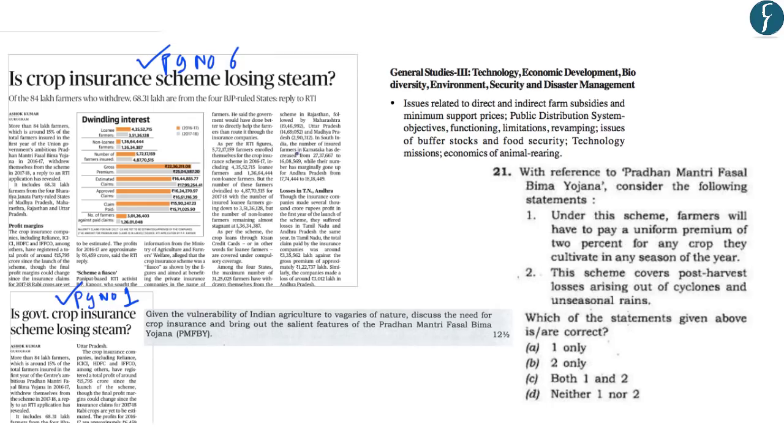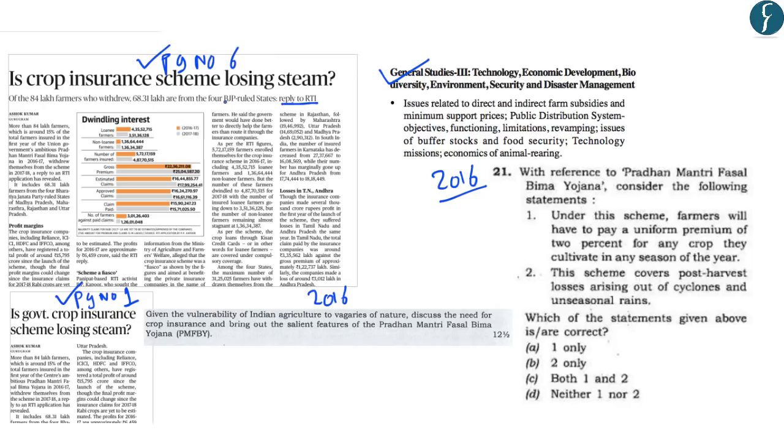And these articles mainly discuss an issue that has been highlighted in the reply to an RTI. So this will form a part of the General Studies paper 3 of the mains examination. Now, if you go through the previous year questions, there was a question asked in the mains examination in the year 2016. And there was a question asked in the preliminary examination of 2016 which was related to Pradhan Mantri Fasal Bima Yojana. However, in this article, we will try to understand what are the key aspects of the Pradhan Mantri Fasal Bima Yojana and what are the problems and challenges in its implementation.